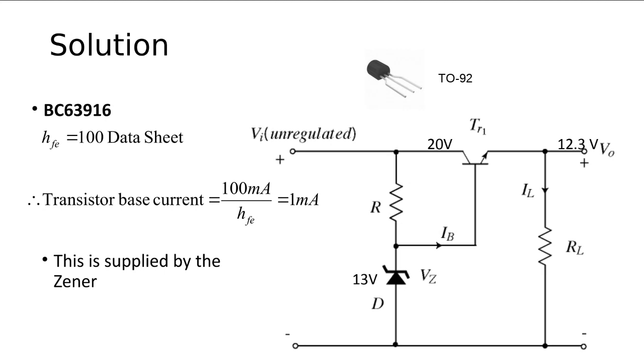If you look at the data sheet for the transistor, it tells you that the transistor has an HFE of 100. So remember the power supply, the collector current, or the current through the emitter actually, which is passing through the collector, is 100 milliamps. If it's passing through 100 milliamps here, then the current through the base of the transistor is that divided by HFE, which is 1 milliamp. So the Zener only has to supply a total of 1 milliamp.